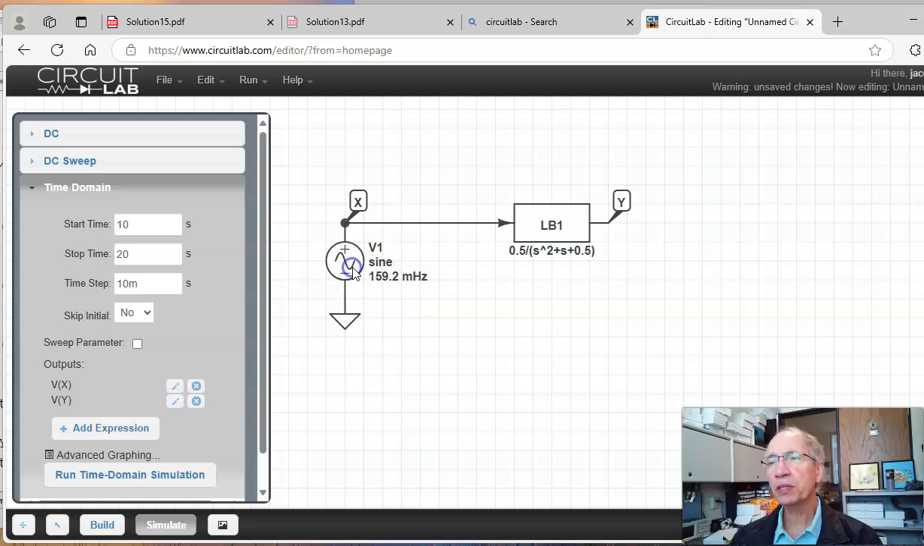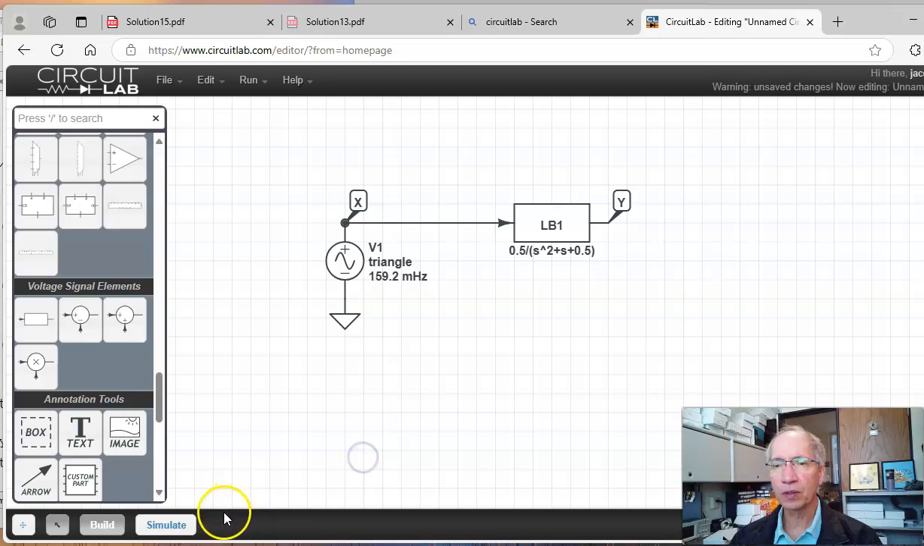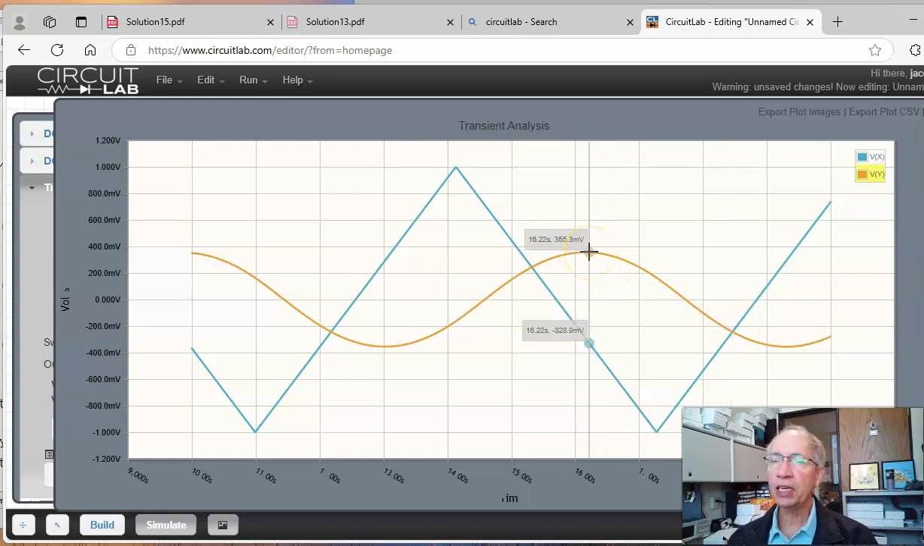Well, what happens if the input is not a sine wave? For example, suppose the input is a triangle wave. In that case, here's the input, a triangle wave. You get an output. How do I express that mathematically?